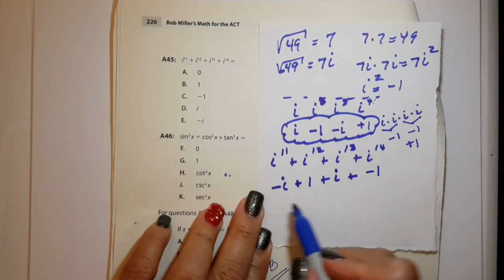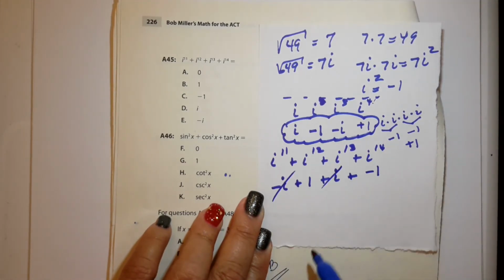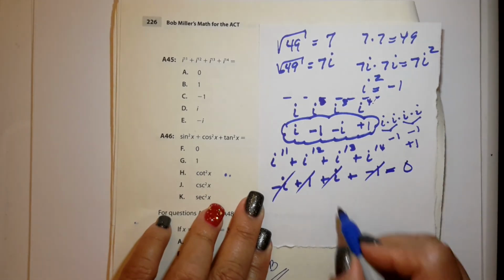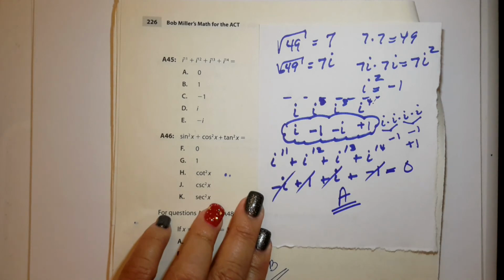The beauty about this is that negative 1 cancels with positive 1, and i cancels with negative i. And the answer, ladies and gentlemen, is letter A, which is 0.